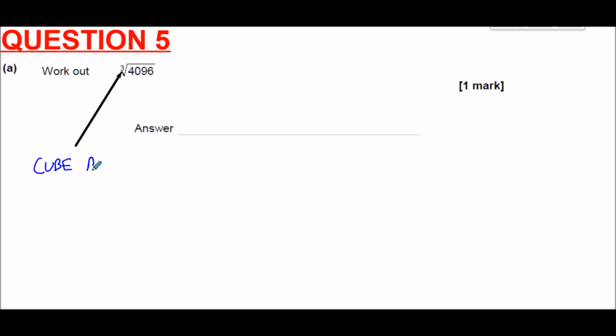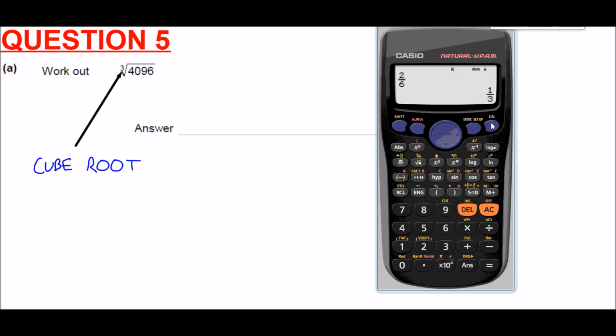And there will be a button on your calculator for doing this. Essentially it means what number multiplied by itself 3 times gives us 4096. It is not the same as this. So don't do 3, press the square root button, 4096. That's a big mistake.